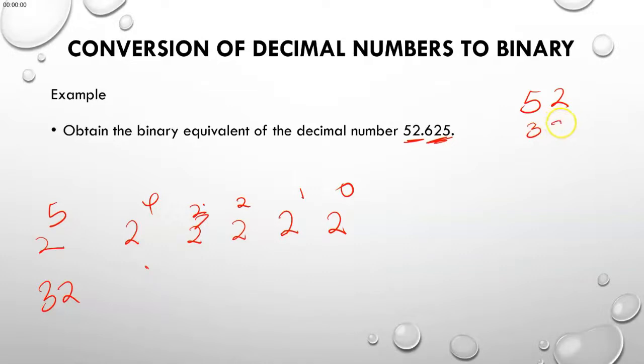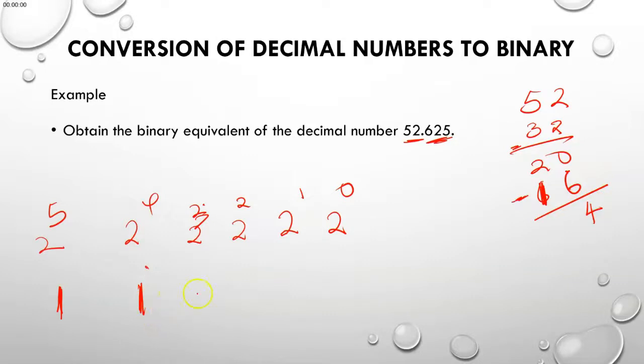So we'll have that 2, we are left with 20, and then we say 20 is bigger than 16, therefore we take 16, which is 2 to the power 4, and we are left with 4. Then we say 4 is represented by 2 to the power 2, and the others remain 0.